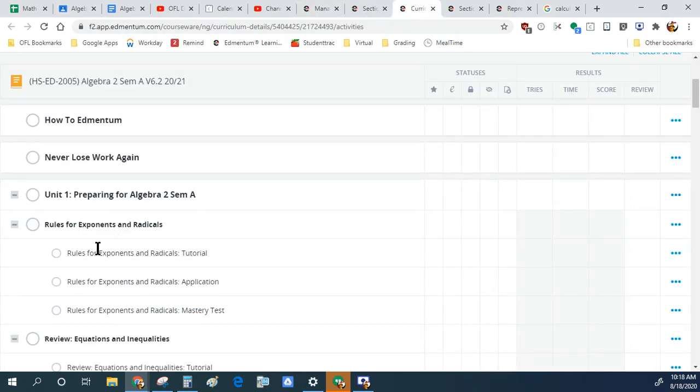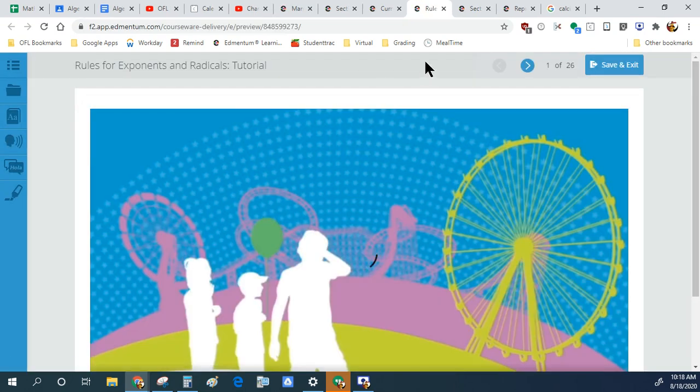So let's go over this. We're going to go over the rules of radicals. Keep in mind, guys, I'm going to go over the tutorial, but it's up to you to do the application and the mastery test on your own. If you need help, again, make an appointment with me. So let's get into rules of exponents.